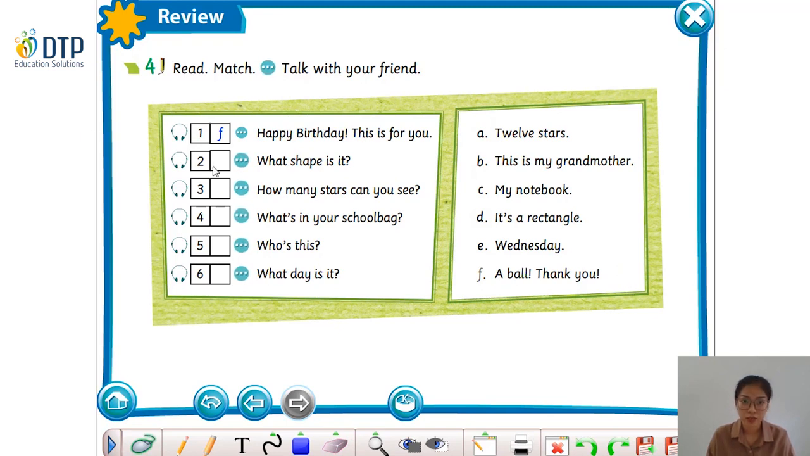Now sentence 2. What shape is it? 12 stars? No. This is my grandmother? No. My notebook? Is a rectangle?